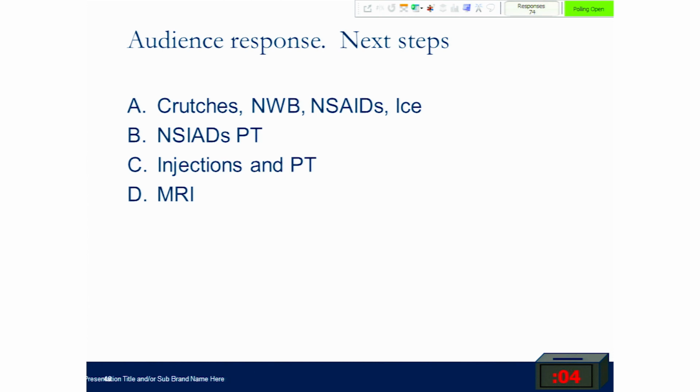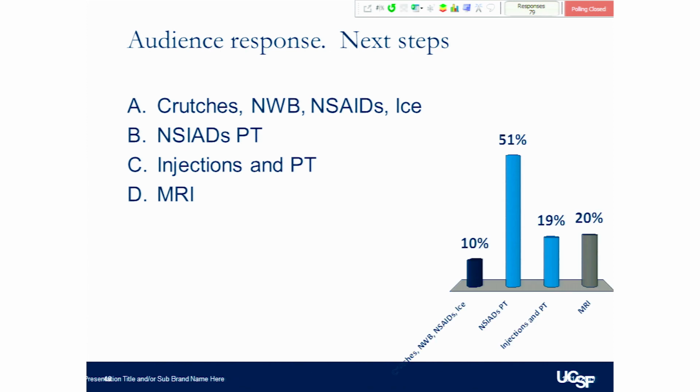I mean, very conservative treatment, a little bit more aggressive, more imaging to get you more information. What are we looking at? Okay, so non-weight bearing, anti-inflammatories, conservative management. Throw in some PT as well, probably the most of you. The injections and PT as well, most of you. And then imaging. A small section of people would go to imaging.